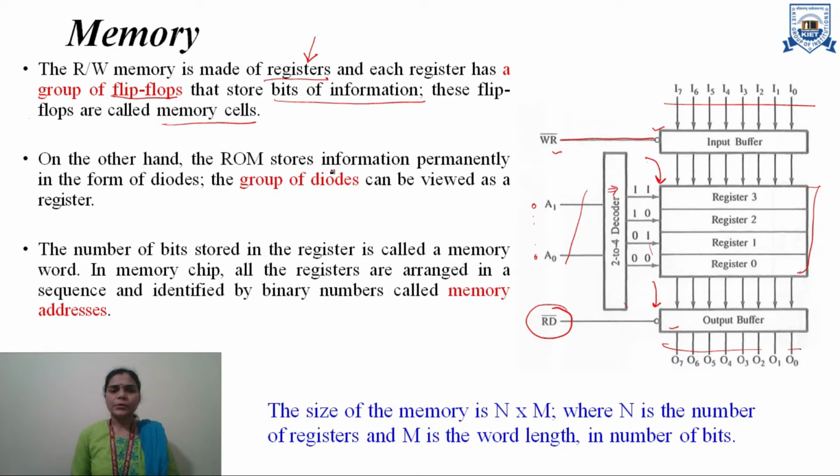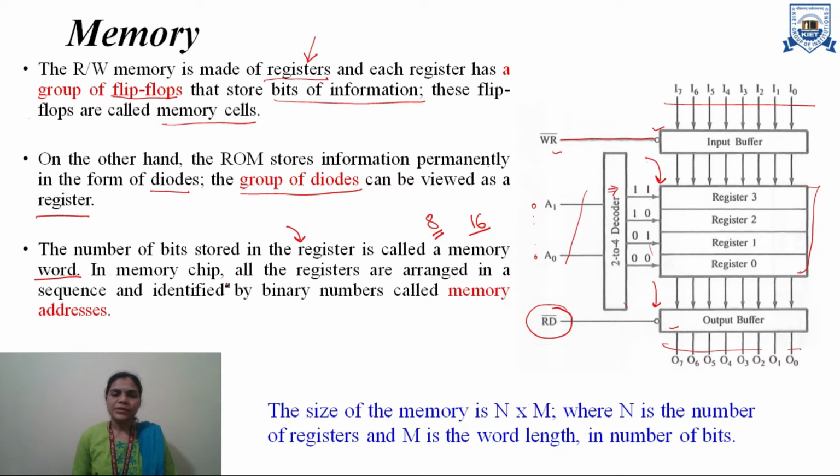On the other hand, ROM stores information permanently in the form of diodes. So ROM consists of a group of diodes, and groups of diodes are called registers in case of ROM memory. The number of bits stored in a register will form the word of the memory. So if a register is capable of storing 8 bits, then we will say that the word size is 8. If the register is capable of storing 16 bits, then we will say that the word size is 16.